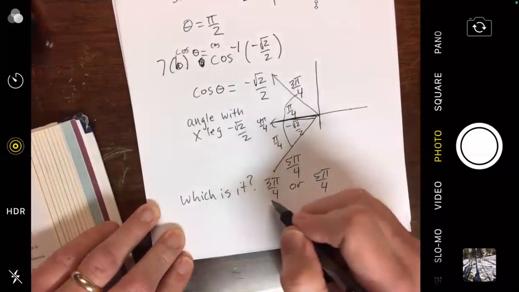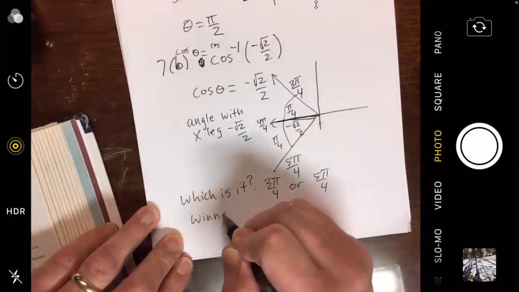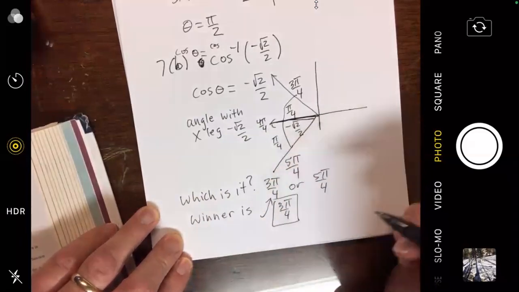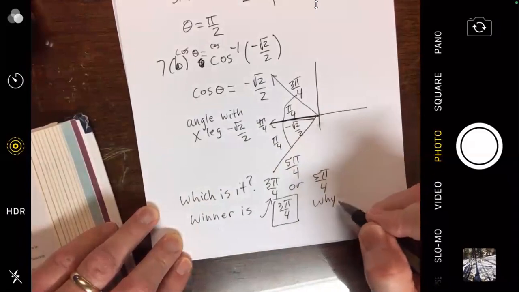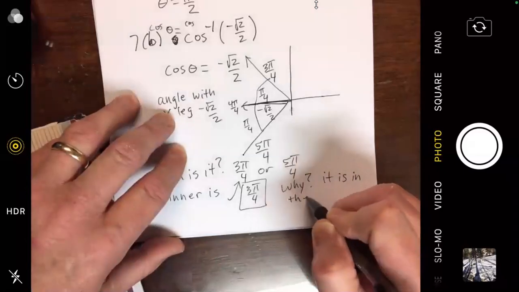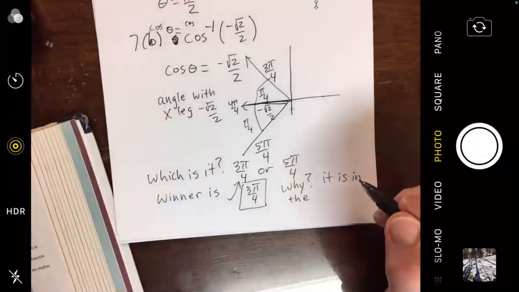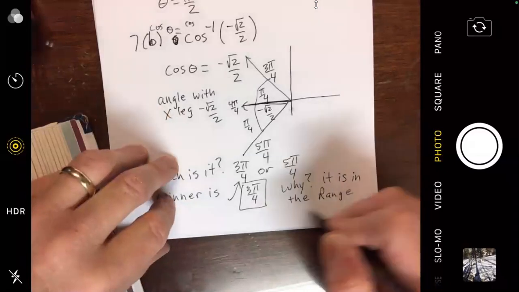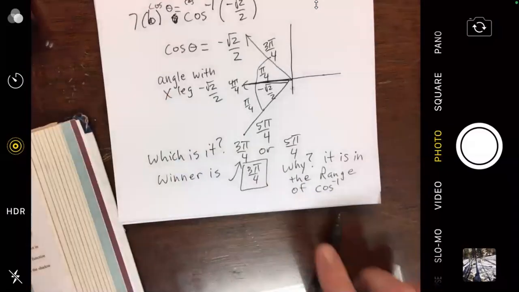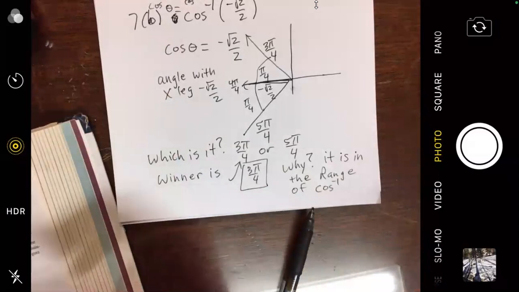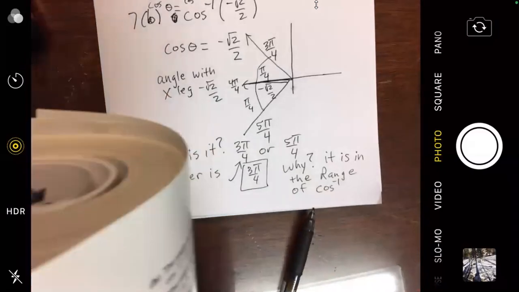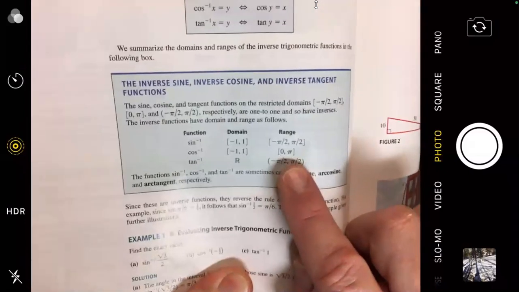And the answer, or the winner, is 3 pi over 4. Why? It is in what we call the range of arc cosine. And that's what they're trying to show you. The range of arc cosine is 0 to pi.